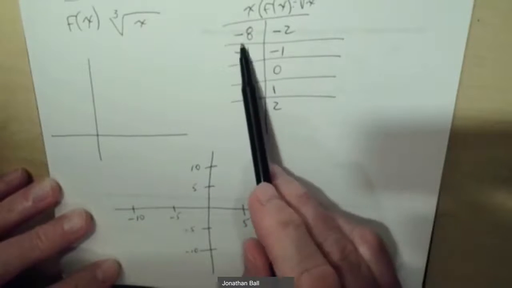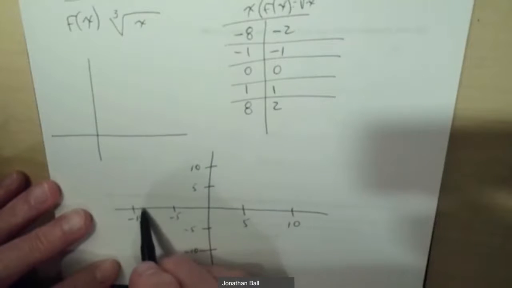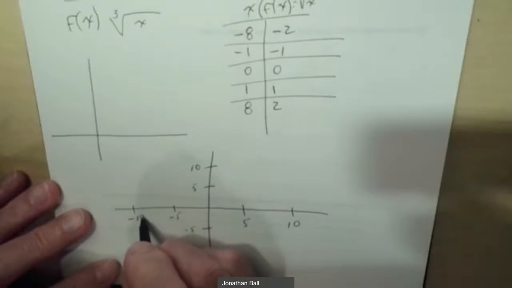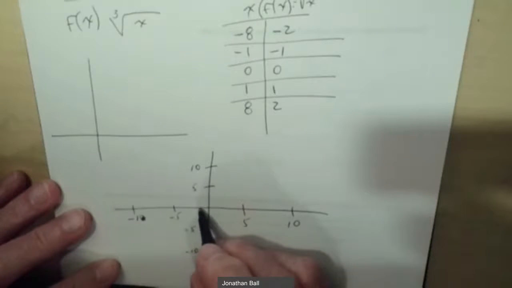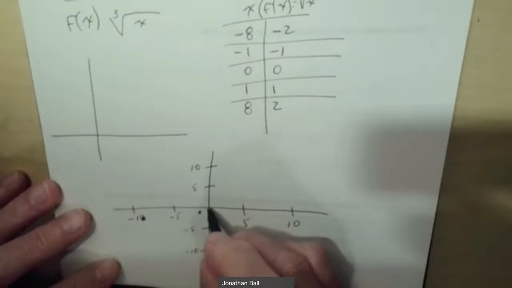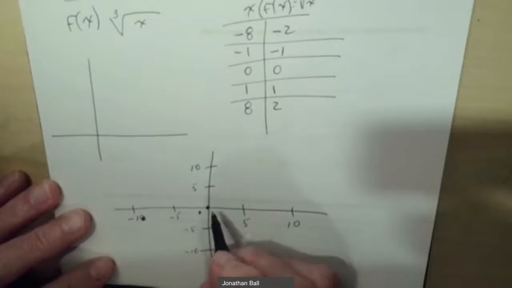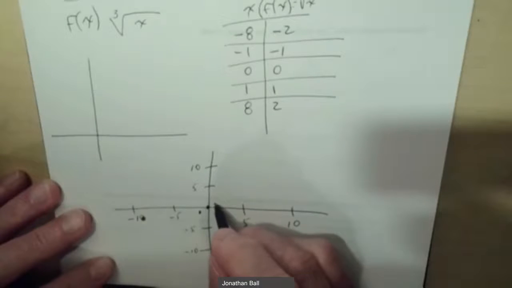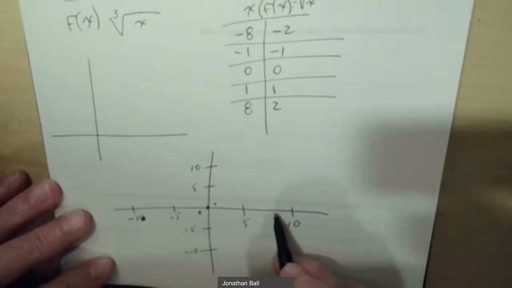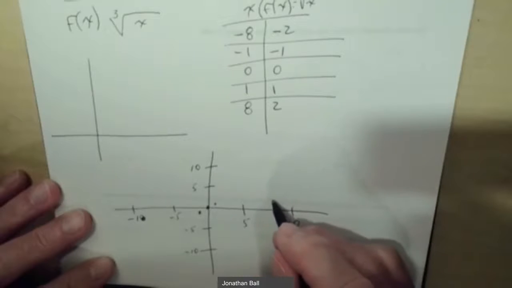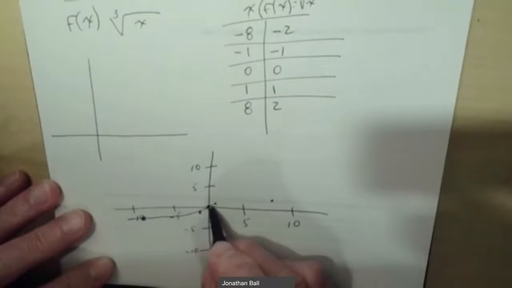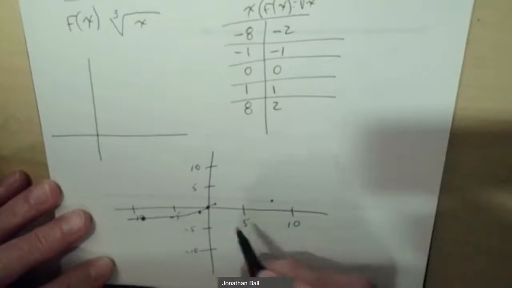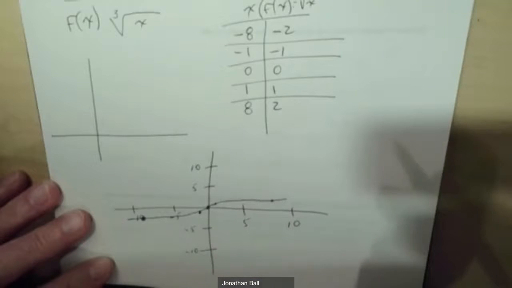Okay, so -8, -2. -8's about here, -2's about here. -1, -1. 0, 0. And 1, 1, to the right 1, up 1, to the right 8, and up 2. So you can see that, again, this is not going to be linear. Okay, it's going to look like that.